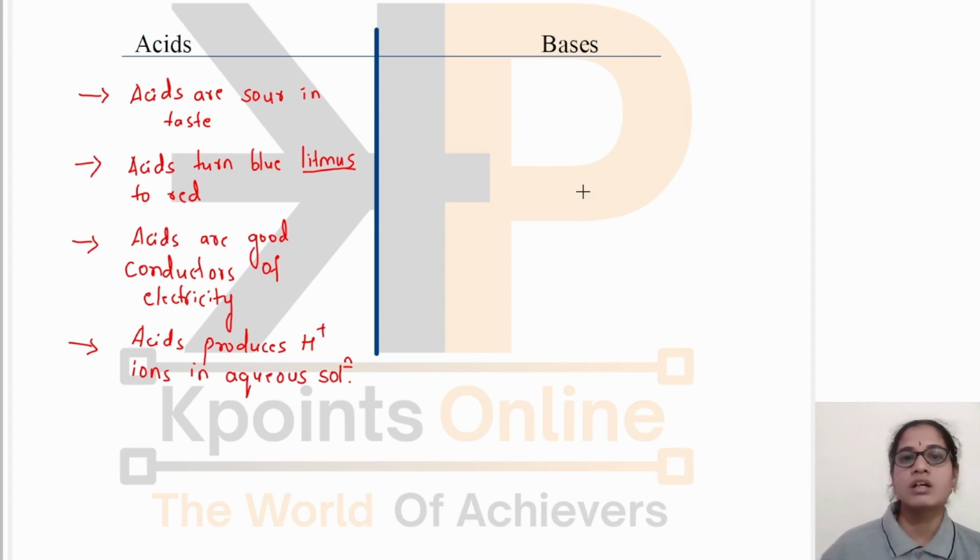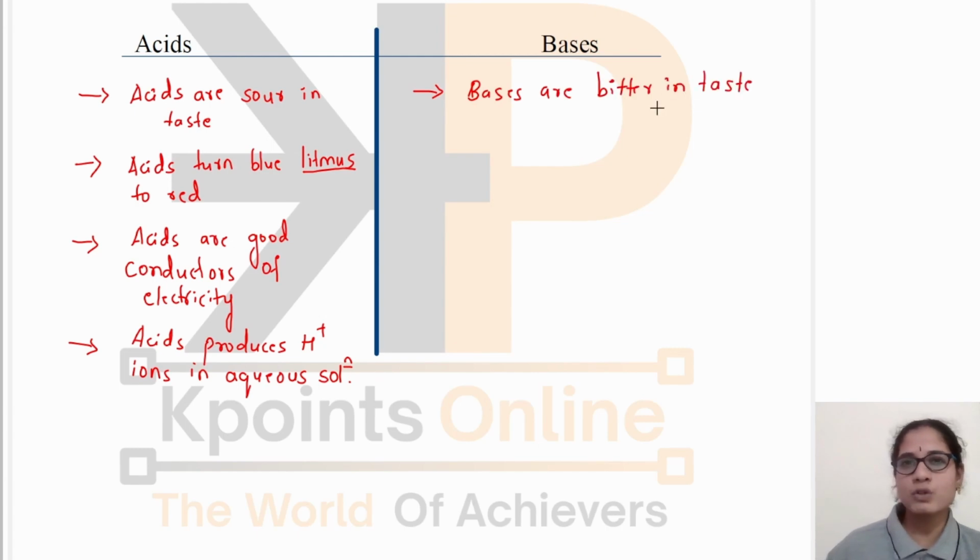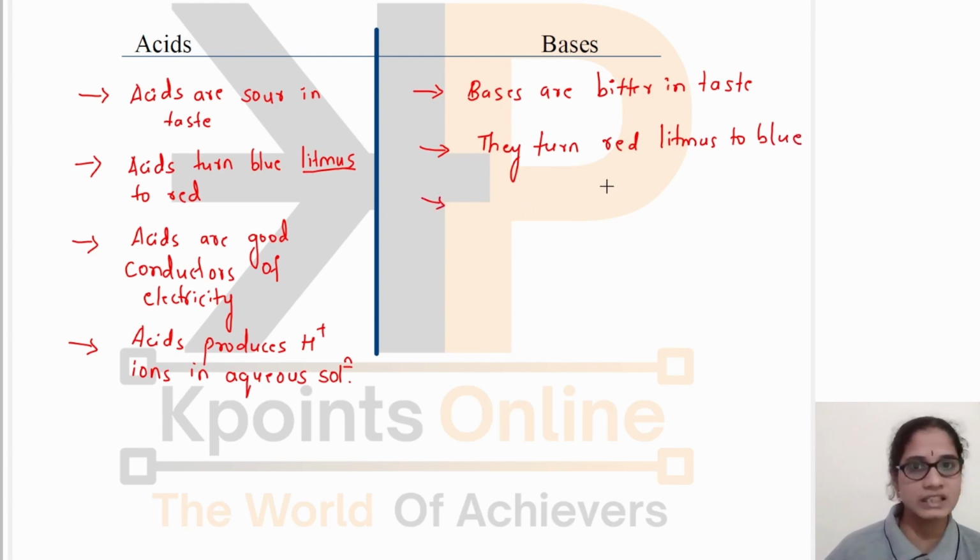Okay. Then what have you learnt about bases in class 7th? They are bitter in taste. Bases are bitter in taste. Suppose if you taste the toothpaste, how does it taste? It tastes very bitter, because it contains base. They are bitter in taste and they turn red litmus to blue color. Yes, this is how we can test the base by using litmus.